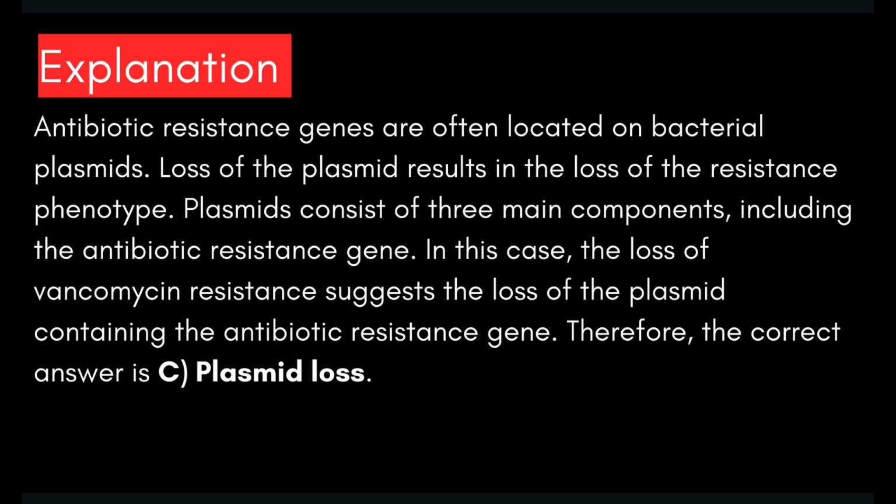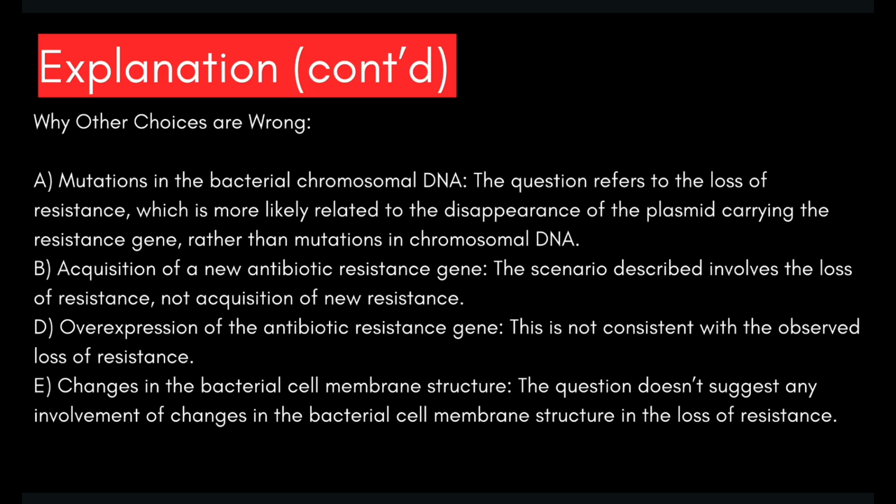Antibiotic resistance genes are located on bacterial plasmids. Loss of the plasmid results in the loss of the resistance phenotype. Plasmids consist of 3 main components, including the antibiotic resistance gene. In this case, the loss of vancomycin resistance suggests the loss of the plasmid containing the antibiotic resistance gene. Therefore, the correct answer is C, plasmid loss. Let's go through why the other answer choices are wrong.